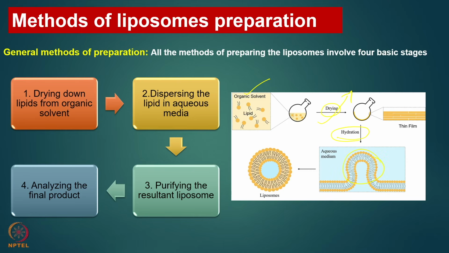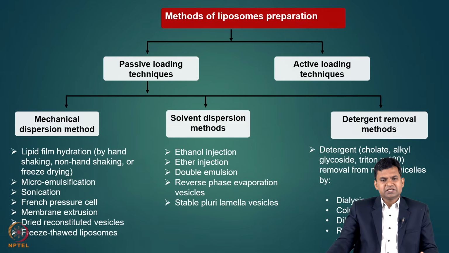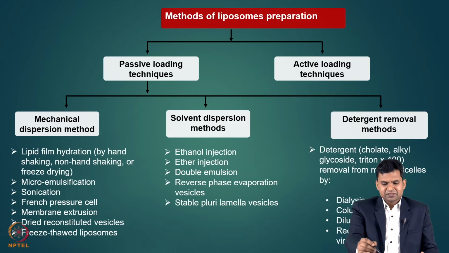Further, once you get the required liposomes, you need to purify them, and then you can go for characterization. This can be divided into 4 steps. After dissolving, you do the drying of the lipids, then disperse in water, that is the hydration step, then purify and go for further analysis. This is a general method for the preparation of liposomes. Now, we are going to see some of the specific methods, which can be classified into different categories. One is passive loading and another is active loading.